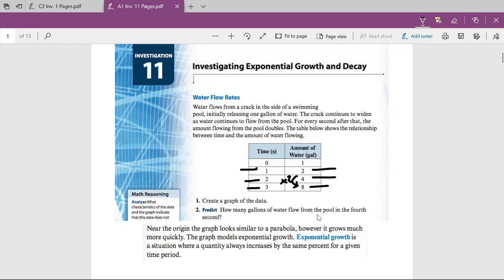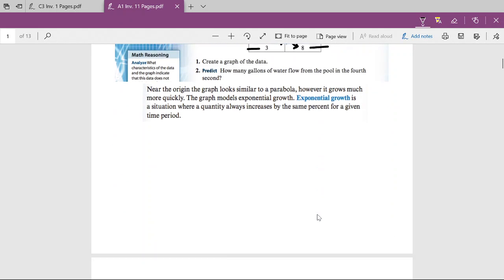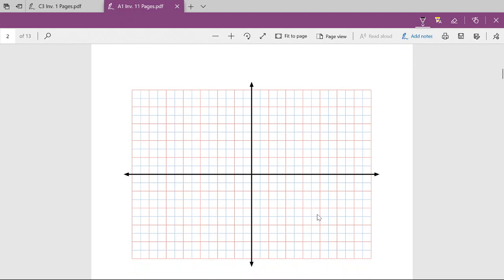It says create a graph of the data. So if I were to go down and show this, at 0 seconds, I had 1 gallon, using X as my seconds, Y as my gallons. Since my gallons depends on my seconds, it is on the Y-axis, my dependent variable. At 1 second, it doubled, so it was at 2 gallons. 2 seconds, it doubled from there, so 4. And from there, 3 goes to 8, right here. So if I were to connect these, it would look something like this.